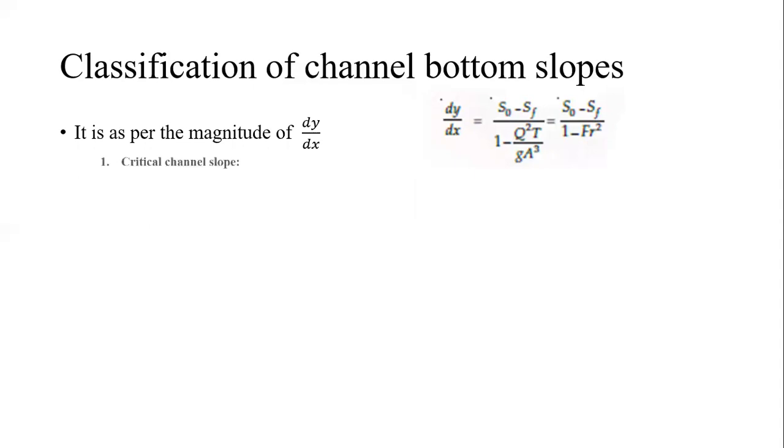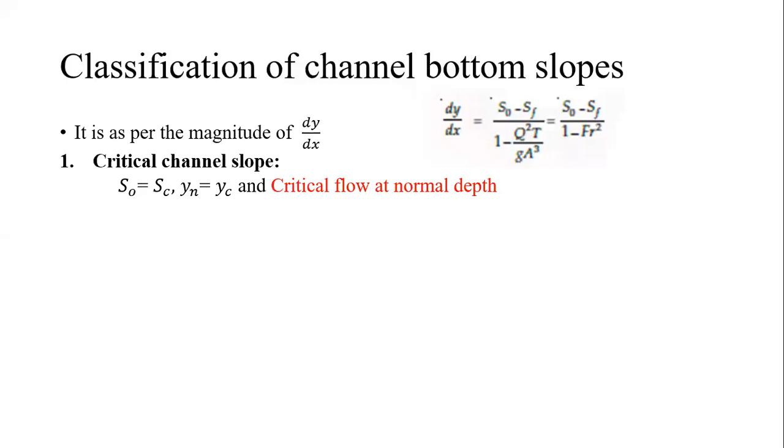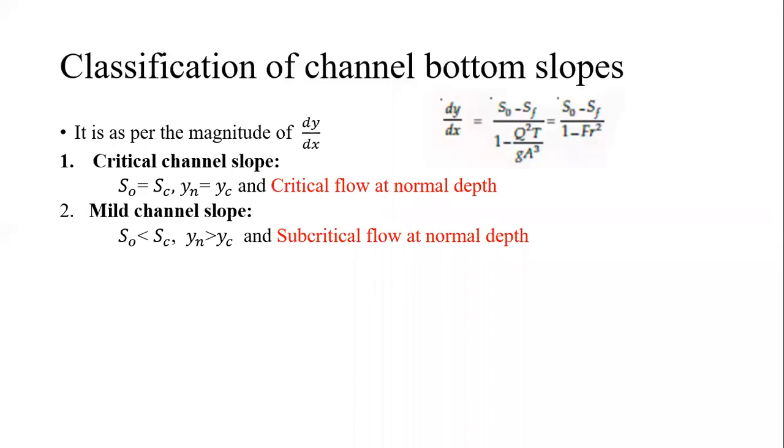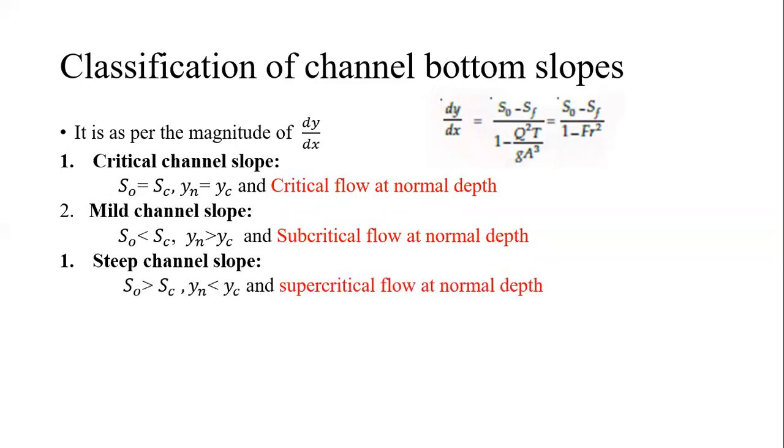As per that, the first channel slope is the critical channel slope, where normal depth is equal to critical depth and critical flow occurs at the normal depth. Then the mild channel slope, where the bed slope is less than the critical one and the normal flow depth is greater than the critical one, where subcritical flow occurs at the normal flow depth. Then for the steep channel slope, the bed slope is greater than the critical channel slope. For reference, we are treating critical as the basis, and the normal flow depth is less than the critical flow depth, where supercritical flow occurs at the normal depth.